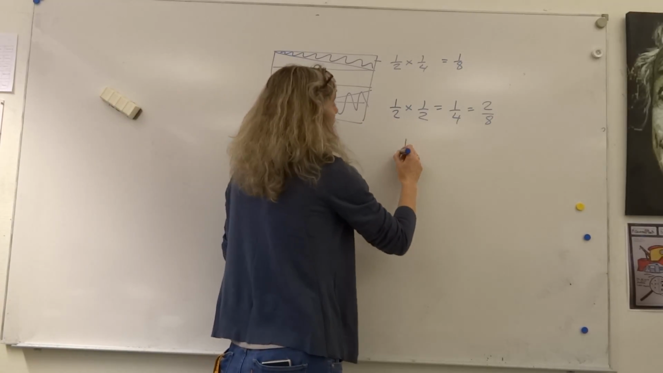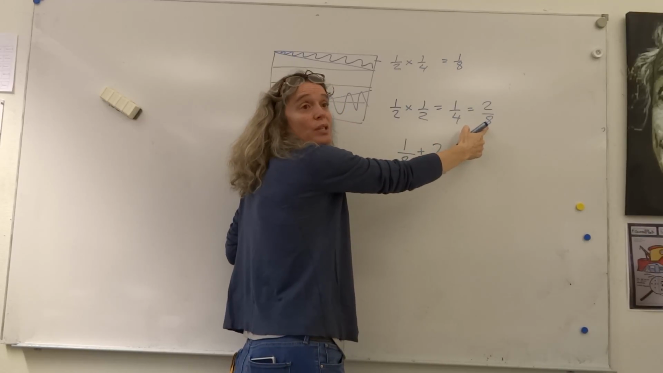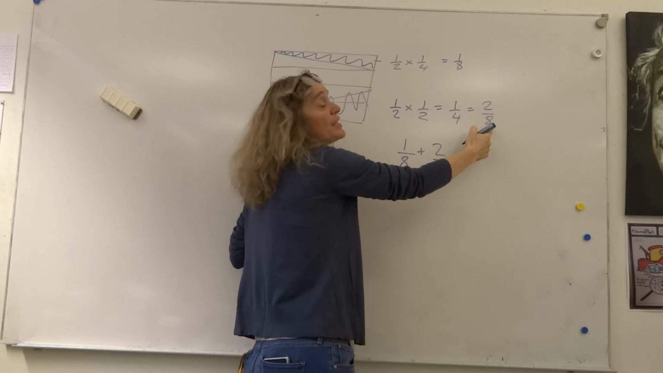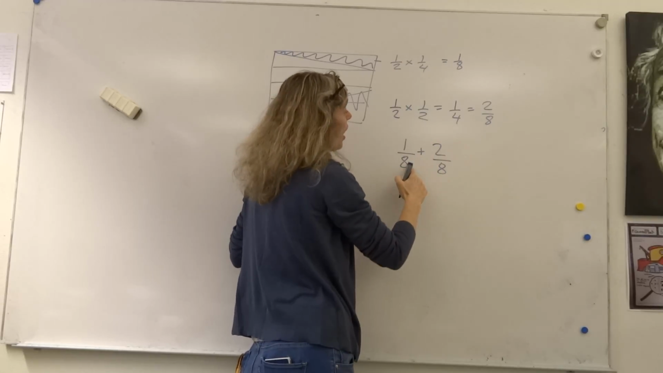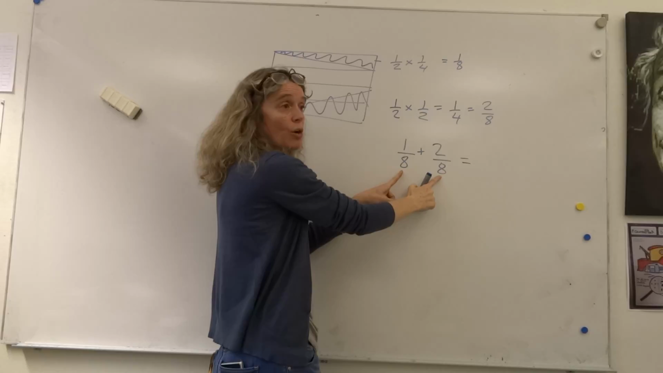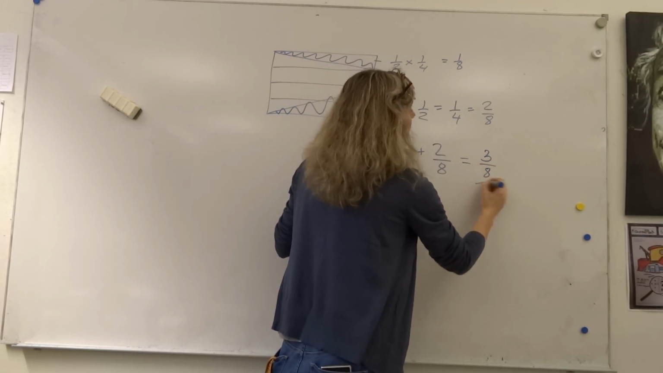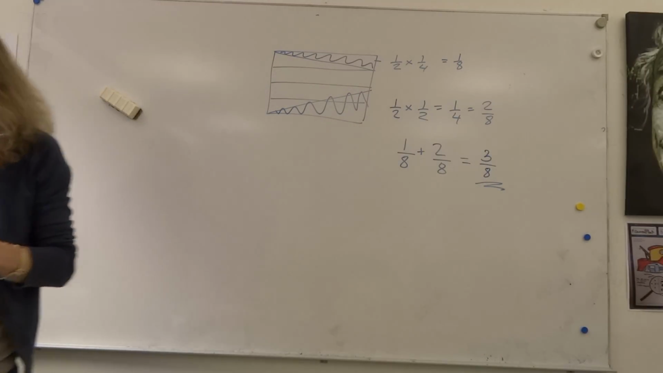So how much is shaded? Well, if we add 1/8 plus 2/8, and that's why I changed this one to 8s, because I can't add eighths and quarters. I have to have the same denominator in order to be able to add fractions. 1/8 plus 2/8, adding fractions is really easy when you have the same denominator. 1 plus 2 is 3. 3 what? 3/8. Okay. So 3/8 of that figure is shaded.